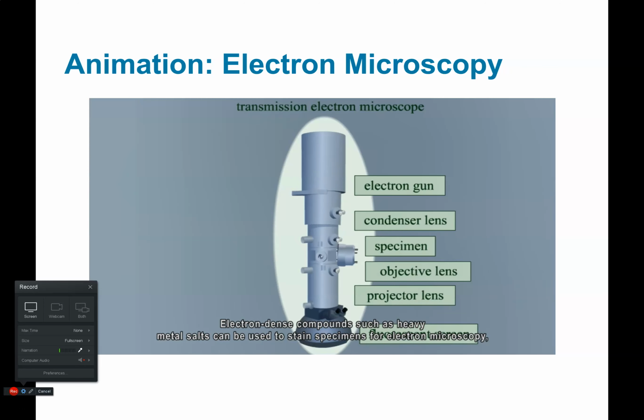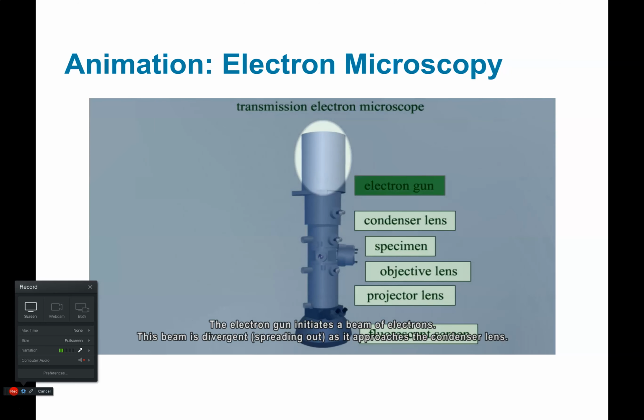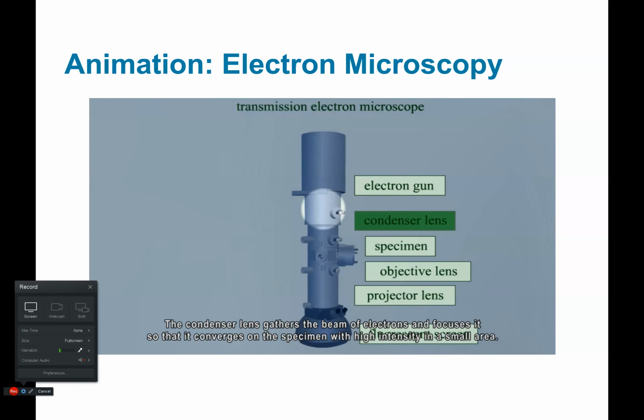Electron-dense compounds, such as heavy metal salts, can be used to stain specimens for electron microscopy, increasing the contrast and resolution. Let's look at the parts of a transmission electron microscope to see how a specimen is magnified and viewed. The electron gun initiates a beam of electrons. This beam is divergent, spreading out as it approaches the condenser lens. The condenser lens gathers the beam of electrons and focuses it so that it converges on the specimen with high intensity in a small area.